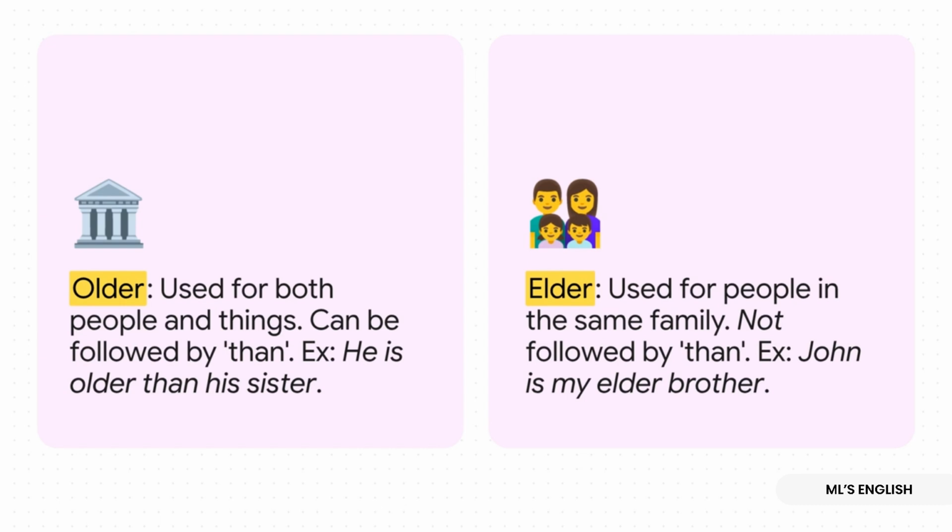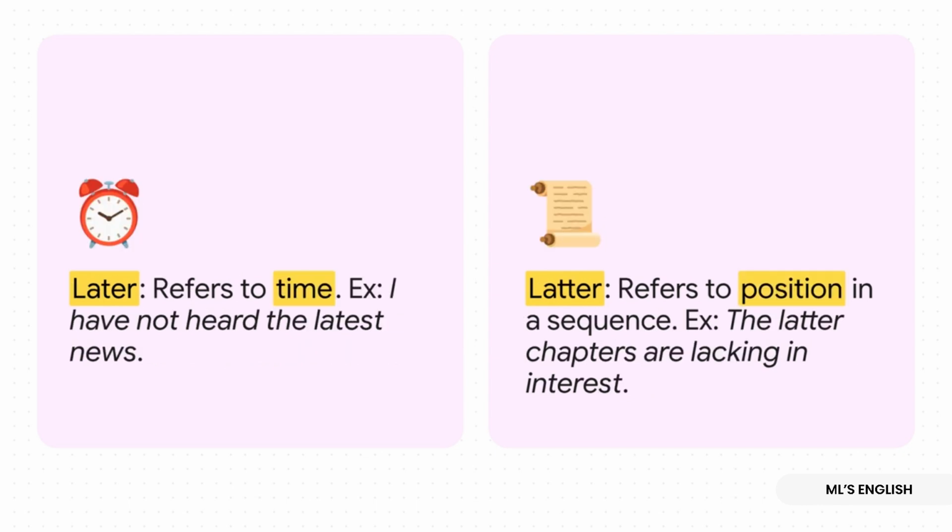You can use it for people, you can use it for things. A temple can be older, a person can be older. But elder is special. It's pretty much only used for people, and usually people in the same family, like your elder brother. You would never call a temple elder.